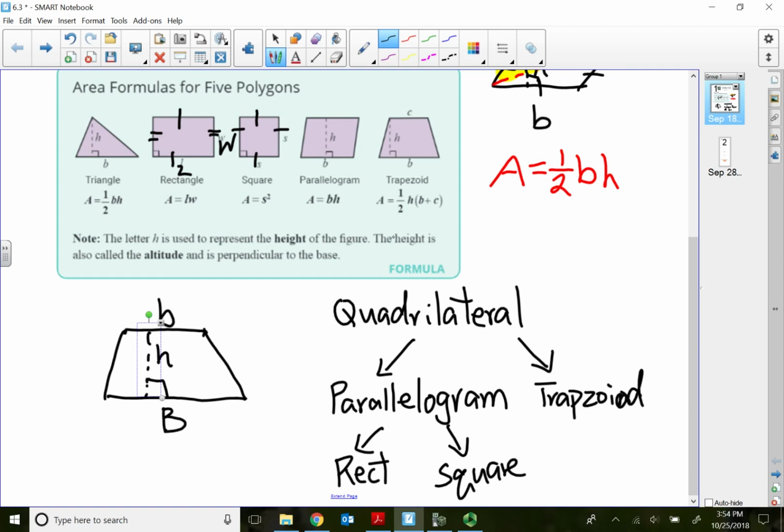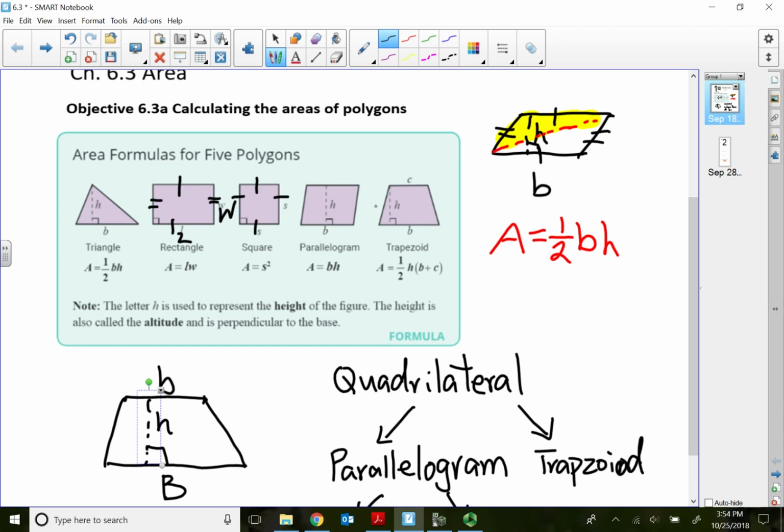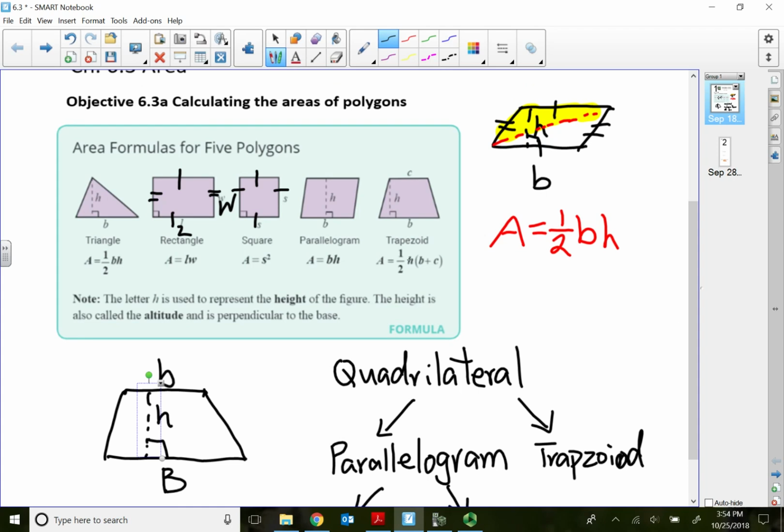I will introduce the circle, the area of a circle, in a different lecture video. For any other type of polygon, maybe like a pentagon or hexagon, we will actually learn how to find the area for those in our geometry class, which is Math 168. Finding the area for those types of polygons is a little bit different than these basic 5.